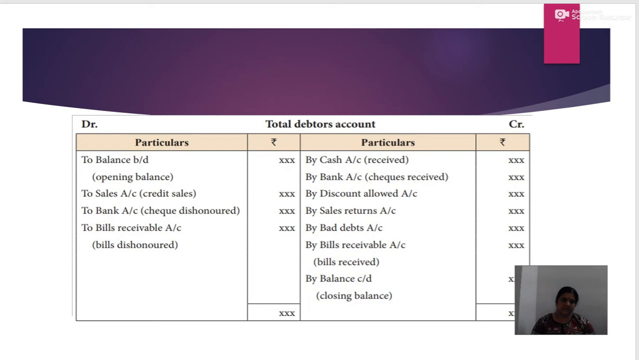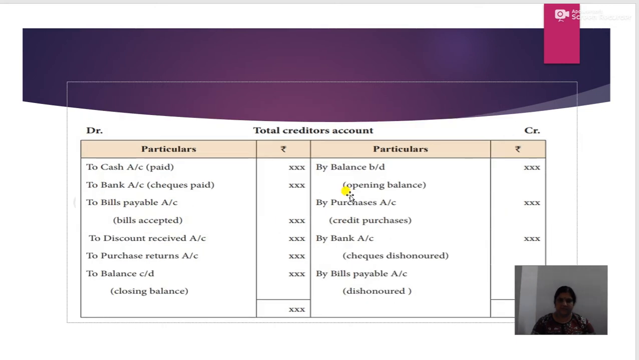Then comes total creditors account. So in case of total creditors account, the amount that will be increasing the creditors account balance will be credited because the creditors account is having a credit balance. Now all the items which reduce the creditors account balance will be shown on the debit side also. Okay, so here creditors account, that is a liability, so it will be having a credit balance. Okay, so start with the opening balance by balance brought down.